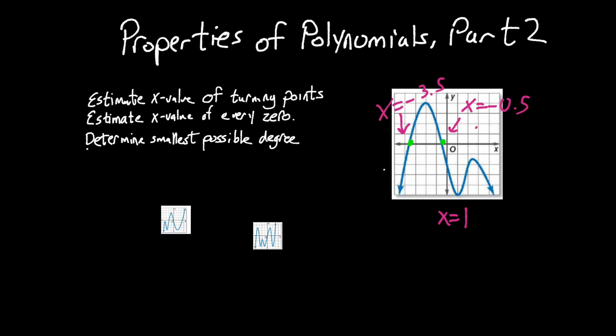And just like before, I only have 2 real zeros, so my smallest possible degree must be 2. And we can tell, just like before, this side's going down to negative infinity, this side's going down to negative infinity. Since they're both going in the same direction, I must have a degree that is even, and it's at least 2. It could be bigger, but it's not going to be smaller, because I have at least 2 real zeros. Alright, pretty good.